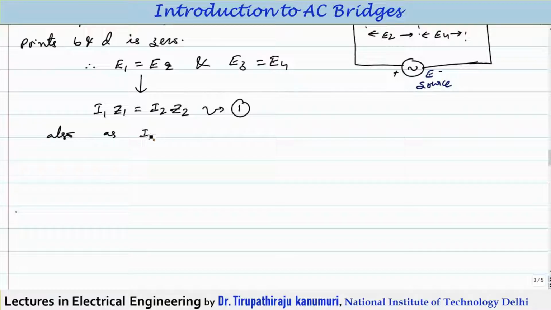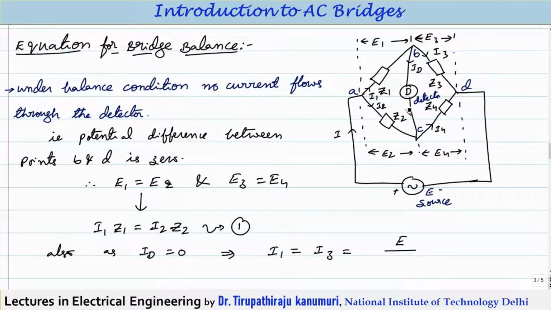Also as the value of the detector current ID is equal to 0, obviously I have discussed the value of I1 will be equal to I3. So what will be the value of I1 and I3? So the current, because in this parallel path you can see it is connected between points A and D. That means the current passing through this one, I1 is equal to I3, is equal to voltage between the points A and D divided by the total impedance.